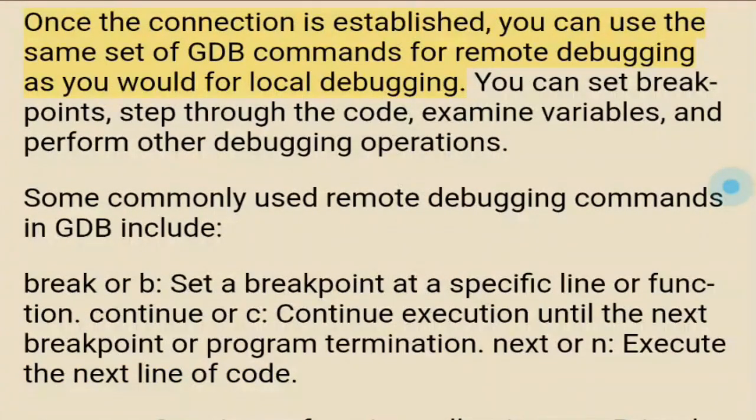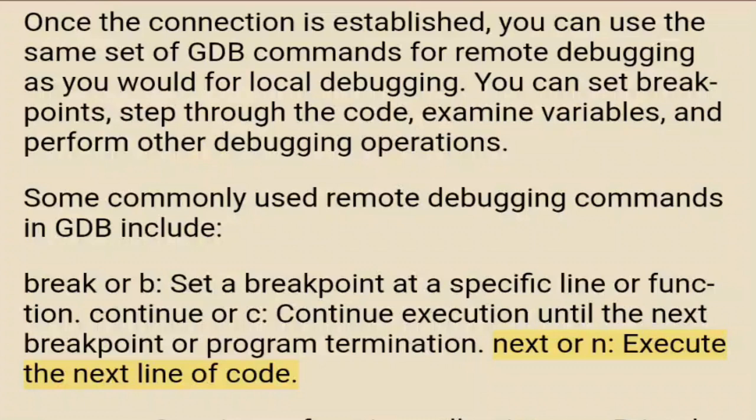Once the connection is established, you can use the same set of GDB commands for remote debugging as you would for local debugging. You can set breakpoints, step through the code, examine variables, and perform other debugging operations. Some commonly used remote debugging commands in GDB include break or B, set a breakpoint at a specific line or function. Continue or C, continue execution until the next breakpoint or program termination.